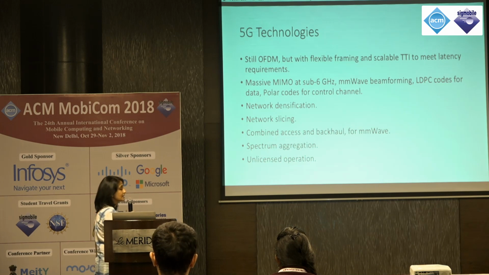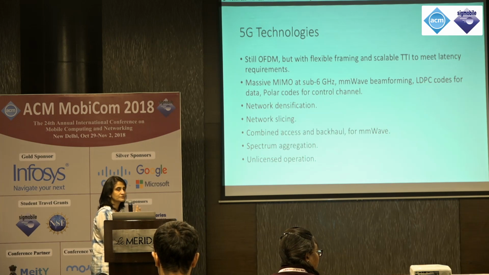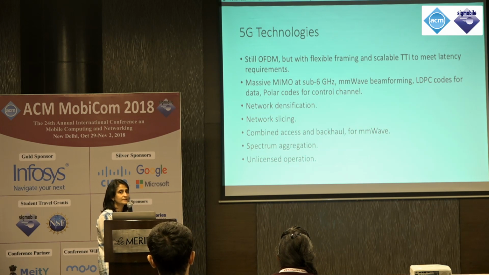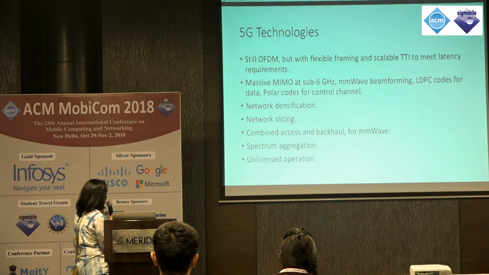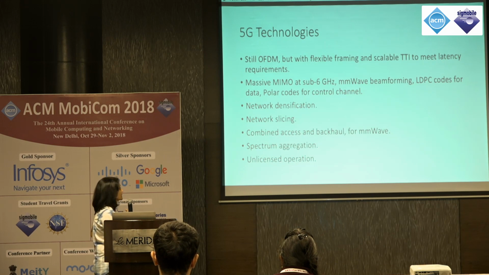You have massive MIMO at sub 6 gigahertz. When I say massive MIMO, sometimes there's a lot of confusion as to what is millimeter wave beamforming and what's massive MIMO. When I say massive MIMO, I really mean that every antenna element has an A to D attached to it, so you can really do digital beamforming. That is really going to be at sub 6 gigahertz. In millimeter wave, you're going to have what we traditionally call more beamforming, which is a large number of antenna elements, but fewer RF units.